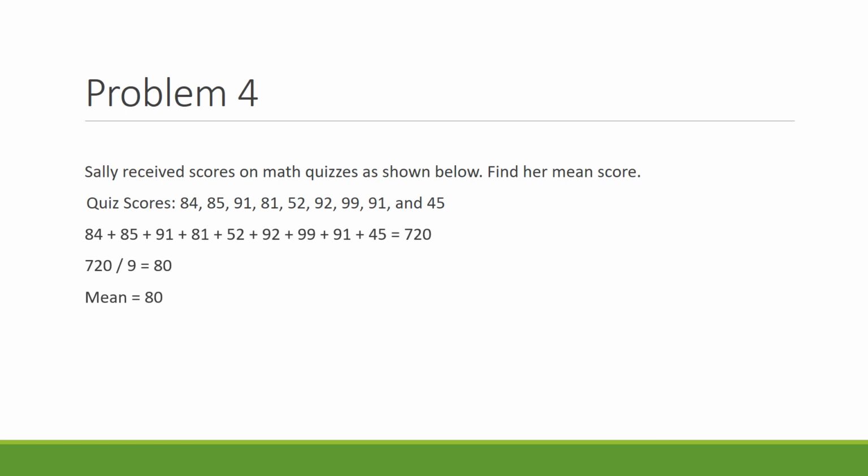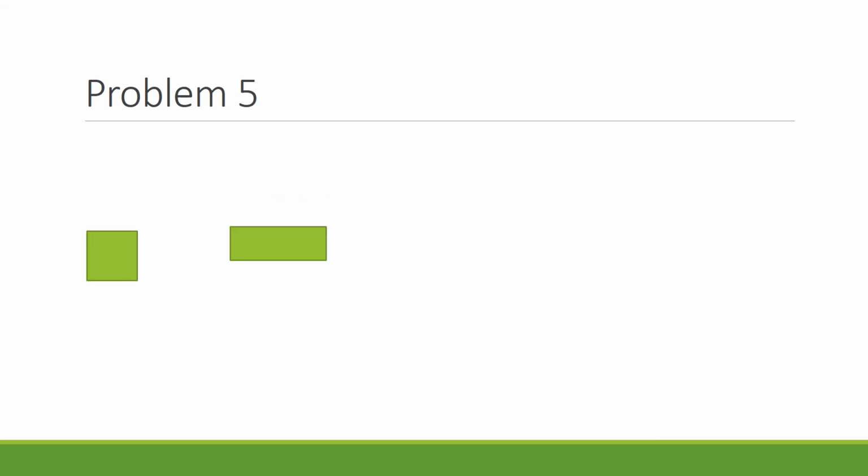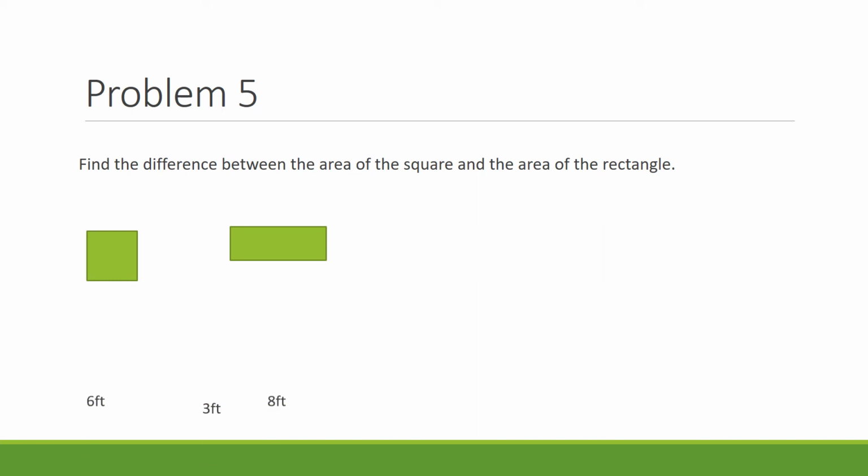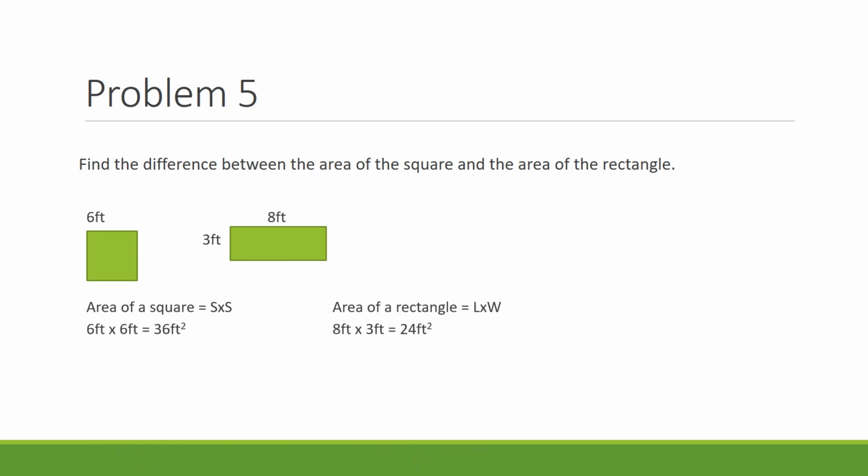Lastly, let's look at a geometry problem. Let's find the difference between the area of the provided square and the area of the provided rectangle. Here are our measurements for the square and the rectangle. We see for the square, each side is 6 feet. For the rectangle, we have a length of 8 feet and a width of 3 feet.